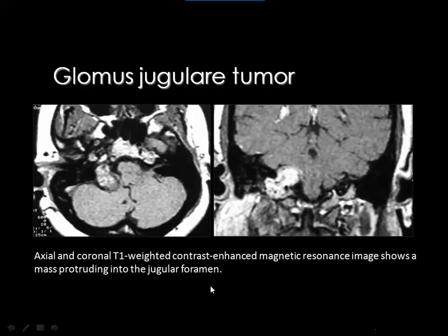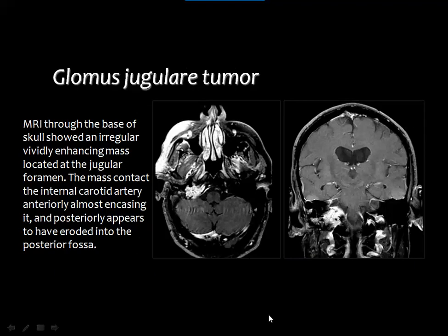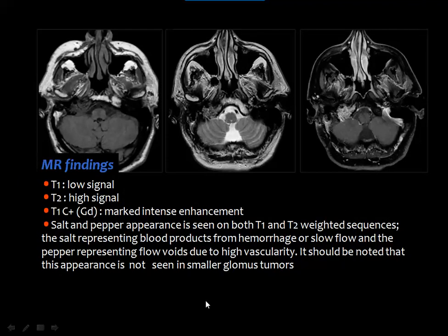This is also by MRI, and here you see in the T1 post-contrast axial and coronal a strong enhancement of the lesion, which is centered at the jugular fossa, and you can see some signal void vessels within the matrix of the tumor. And here is an example of glomus jugulare, a strongly enhancing mass centered at the jugular fossa in the axial and coronal T1 weighted images MRI after contrast injection.